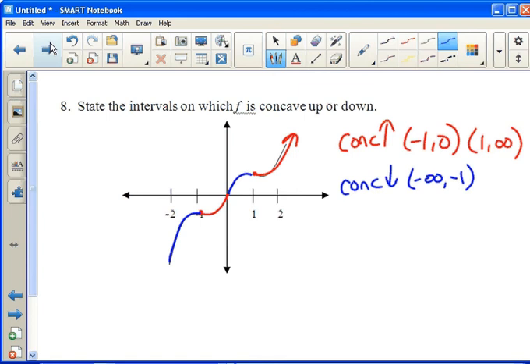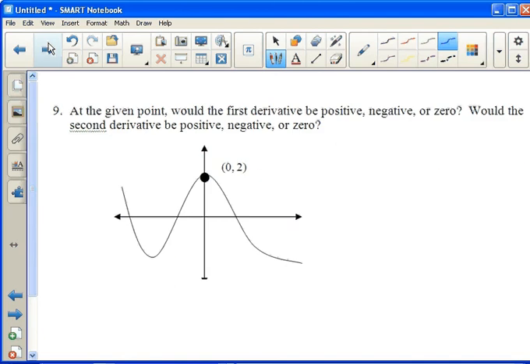Finally, at the given point, would the first derivative be positive, negative, or 0? Okay, let's talk first about the first derivative. The first derivative tells you about increasing and decreasing. It tells you about maximums and minimums. But ultimately what it comes down to is slope. The first derivative is about slope. So what is the slope right here at this point? Well, hopefully that's clear to you now.